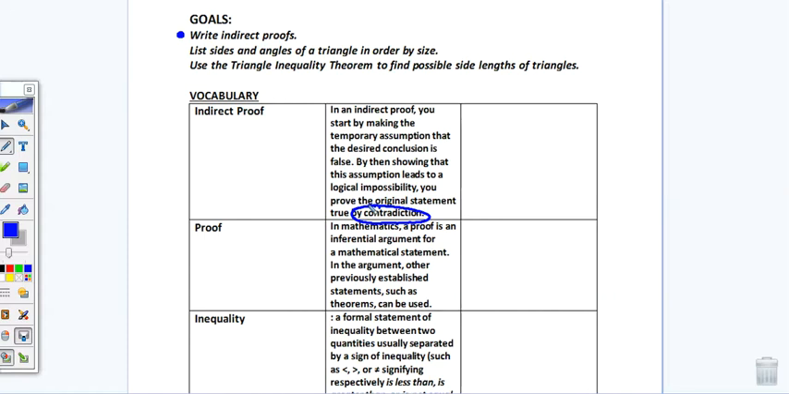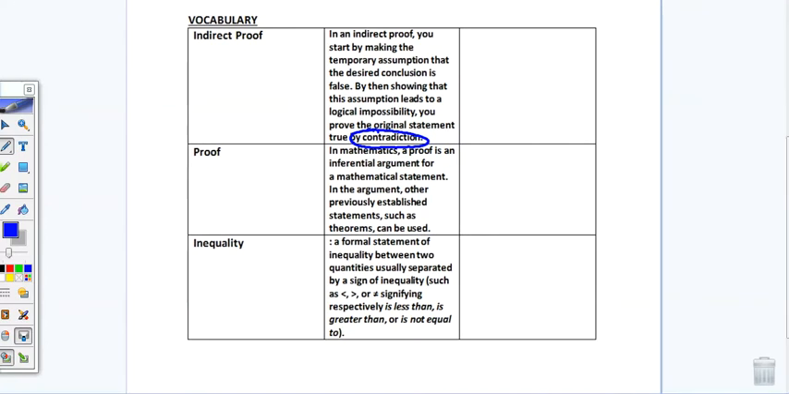So we'll look at an indirect proof here in a little bit. But we're trying to prove the original statement true by what? I'll show you what that means in a little bit. Guys, we've talked about proofs before. We have two-column proofs. They're just logical arguments. I don't need to spend time on that.